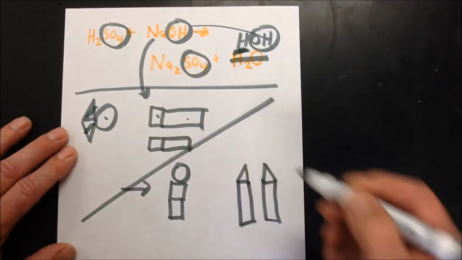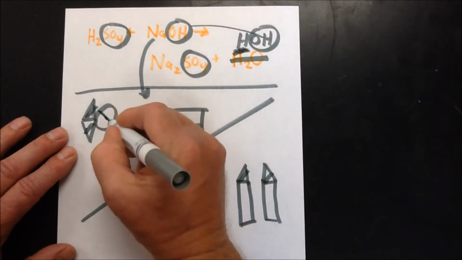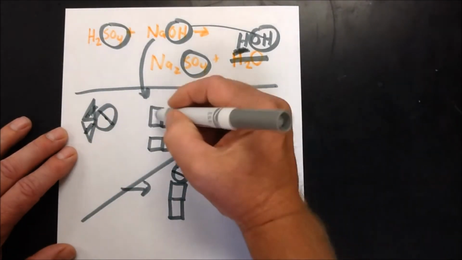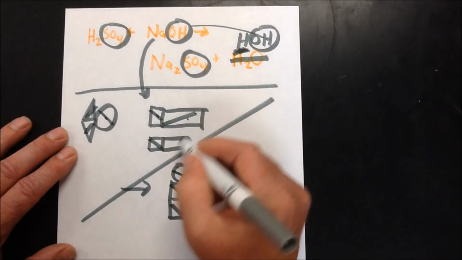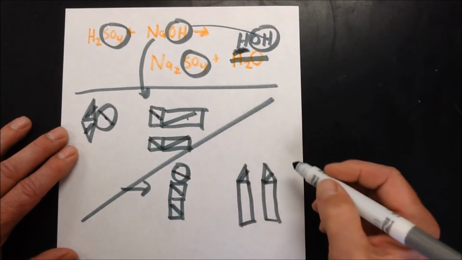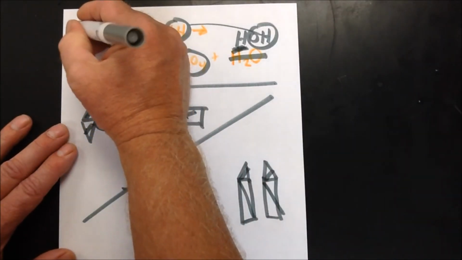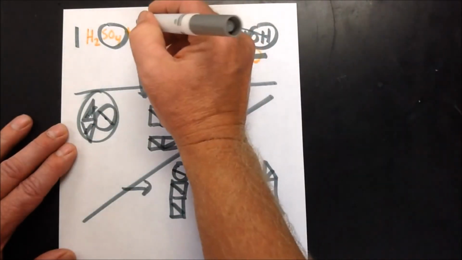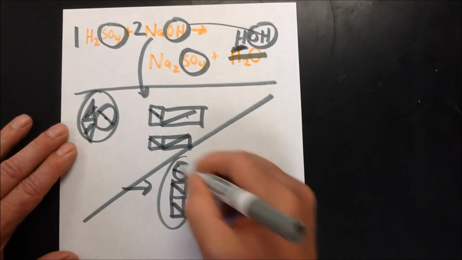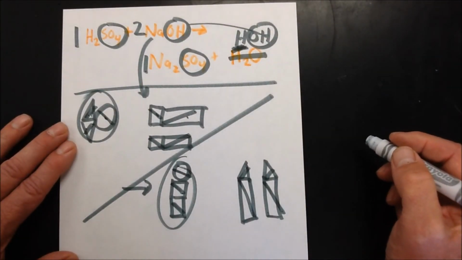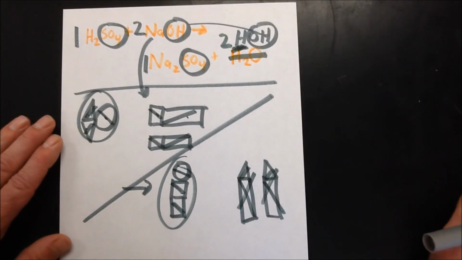Let's check it. I see triangle, triangle on the reactant side, and triangle, triangle on the product side. I see a circle on each side, two squares reactant side, two squares product side, and lastly, two rectangles on the reactant side, and two rectangles on the product side. So this balances: for every two sodium hydroxides, one sulfuric acid will produce one sodium sulfate, Na2SO4, and two HOHs, or two water molecules.